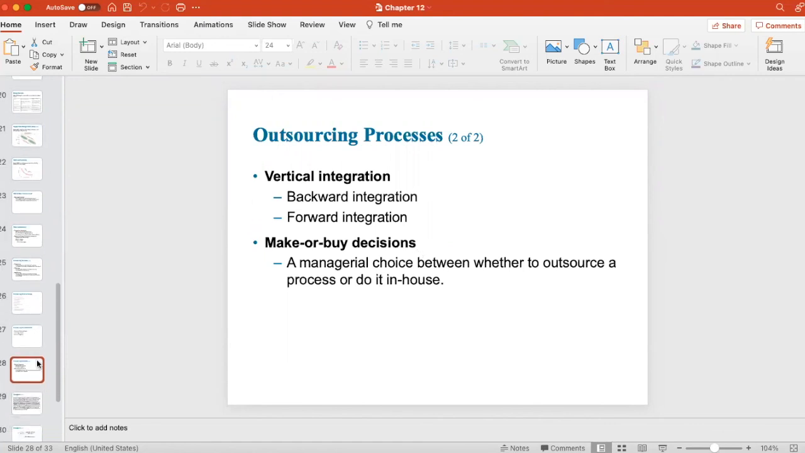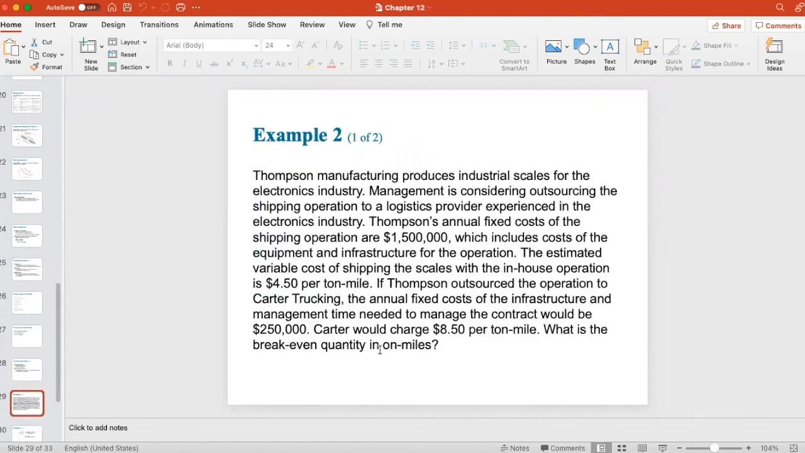All right, now let's look at this example. Suppose we are Thompson Manufacturing Company, and we try to produce industrial scales for the electronics industry. This is basically the background. The management is considering outsourcing to a logistics provider experienced in the electronics industry. Currently, suppose we are in the vertical integration process.